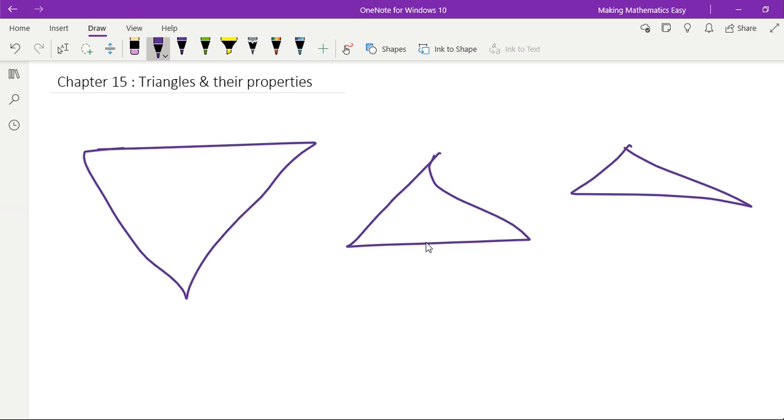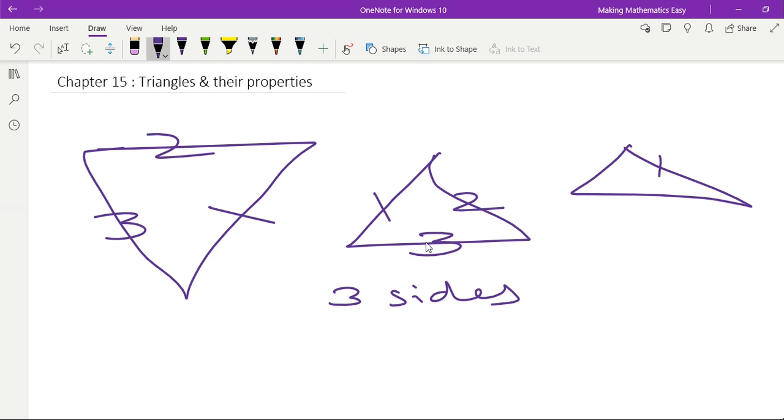Okay, so you need to remember a few things for identifying a triangle. There are three sides in a triangle. This is the first side, this is the second side, this is the third side. In this case too, and in this one as well, there are first, second and third sides.